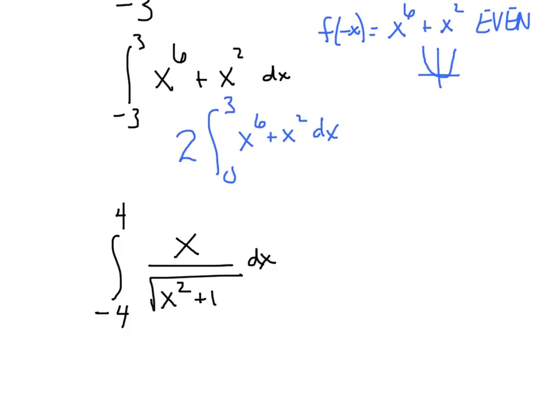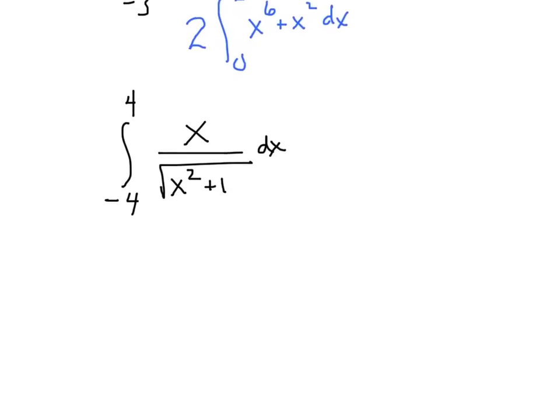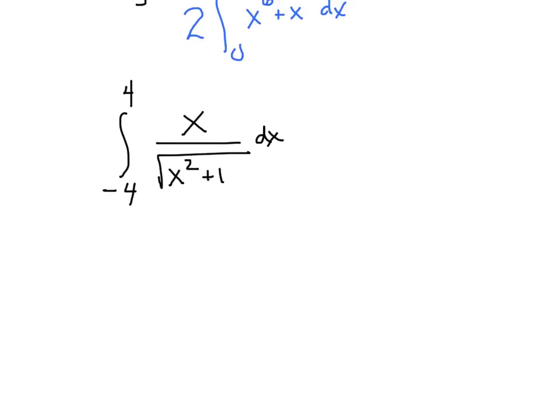Let me show you one more example here. Let's say we integrate from negative 4 to positive 4 of x divided by the square root of x squared plus 1 dx. All right, so again, this is only popping in my head because I see bounds that are the same. So I'm testing for even and odd just to save some time. So I'm going to substitute in negative x and see what I get. On top, I get negative x. On the bottom, if I square that, I just get the same thing, x squared plus 1.